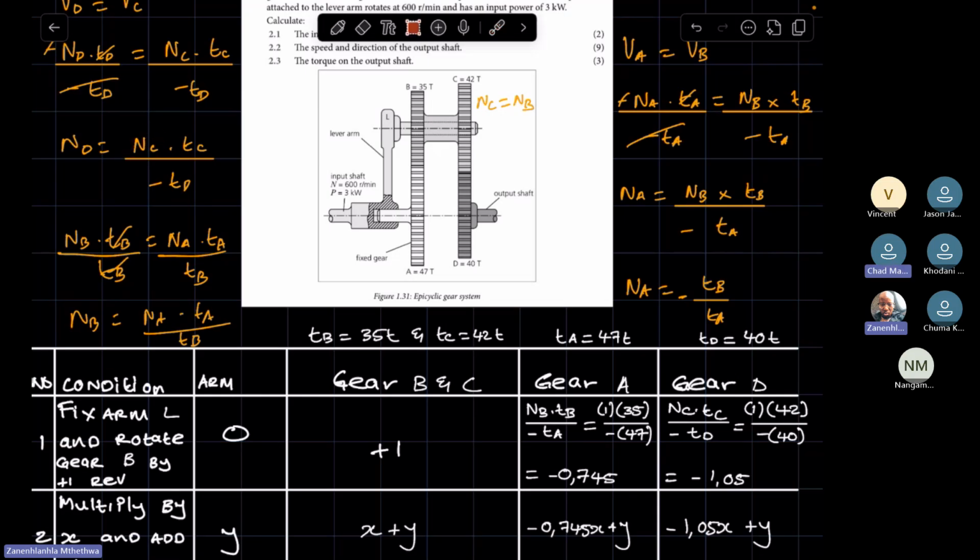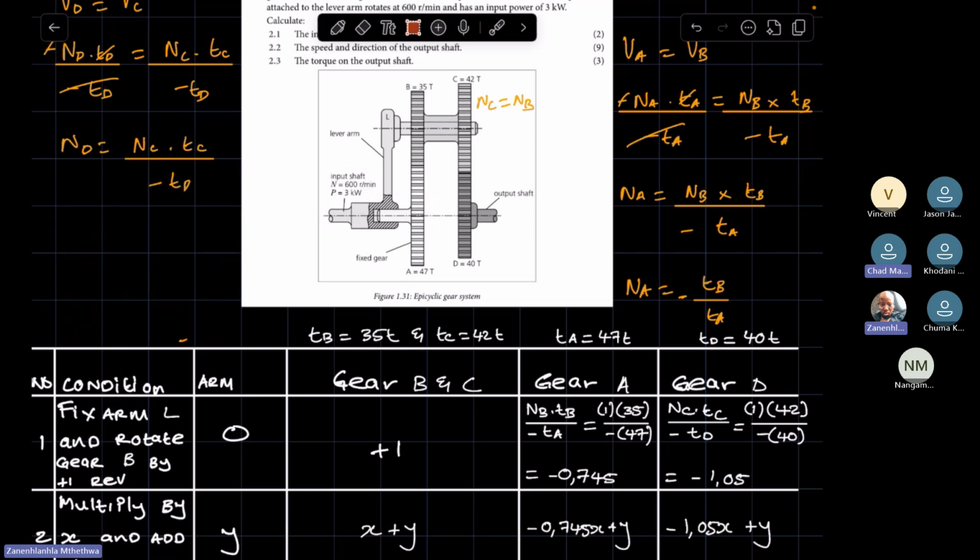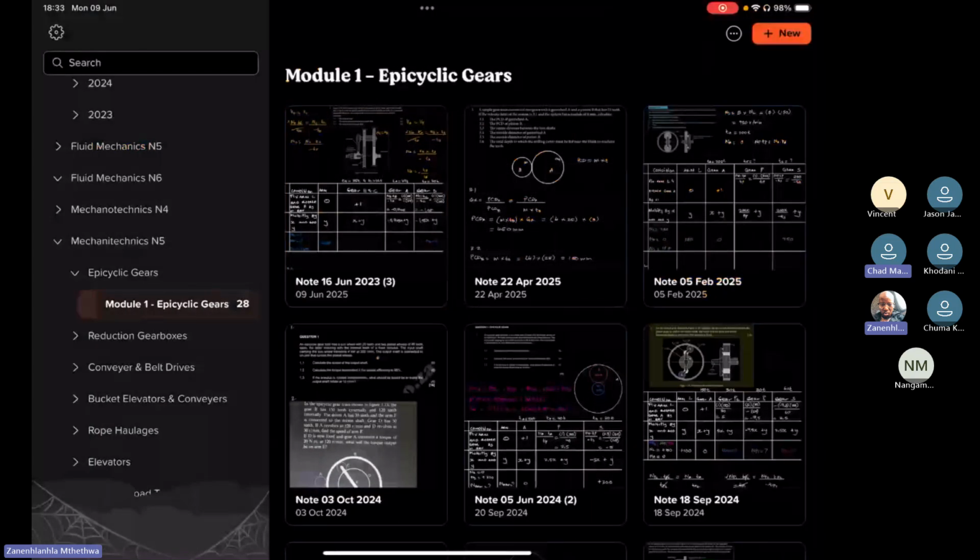My reason for asking this question is that in the textbook and in the memos of the question paper, I don't see them working in terms of the rotational frequencies N. I only see them putting the number of teeth, dividing it, and timesing it by the other number of teeth. Do you understand what I'm saying?